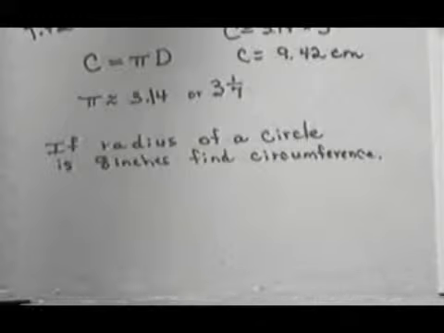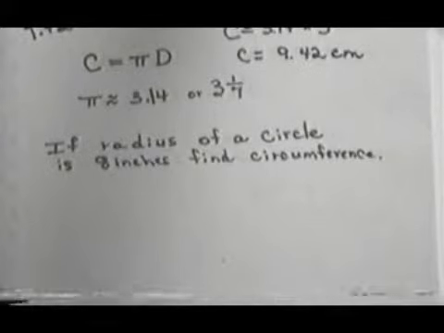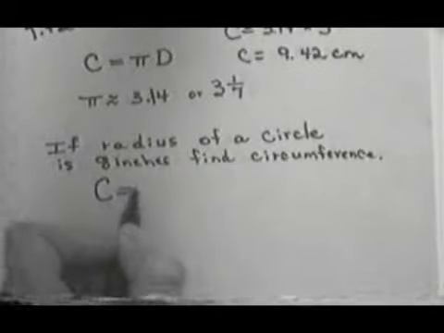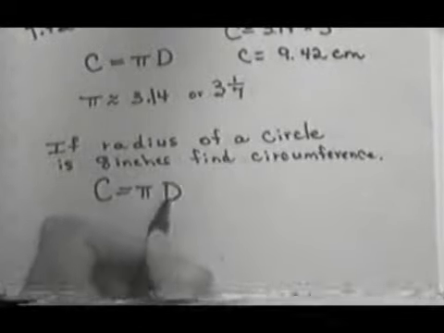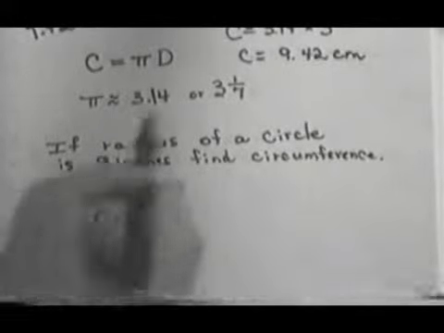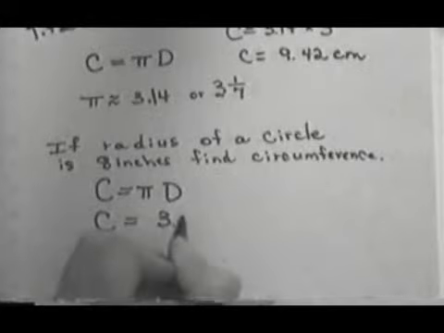Let's say we were getting ready to buy a pizza, and we knew that the radius of our pizza was 8 inches, and we wanted to find the circumference. The radius of the pizza is 8 inches, and we wanted to find the circumference of the pizza. So we're going to use the formula C equals pi times the diameter. Now, when we start to substitute in, we know that our pi is 3.14.